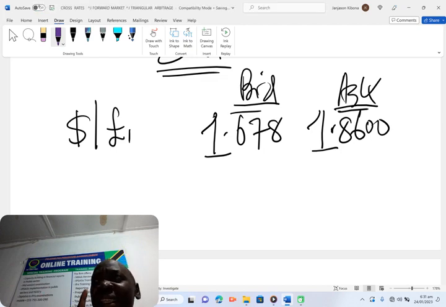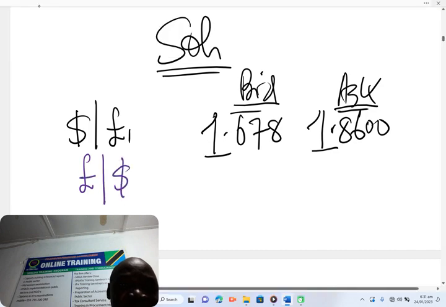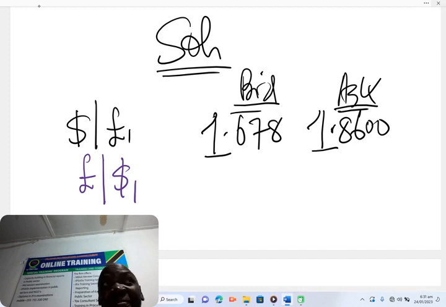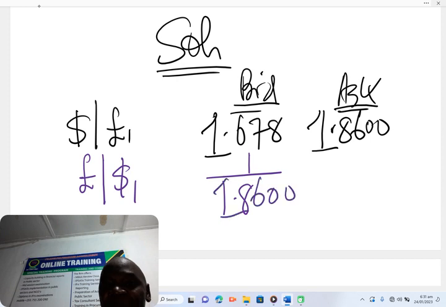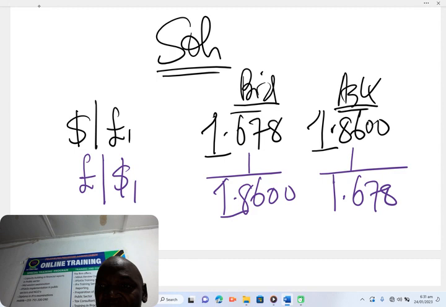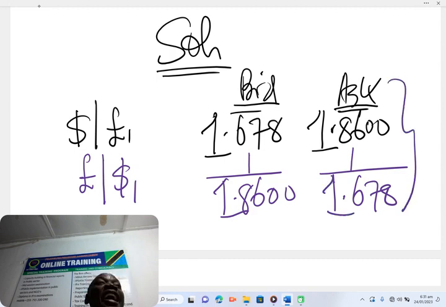Now, a very good issue here. Can you tell me the other currencies? The other quotation is pound stroke what? Dollar. Isn't it? What is the bid price? Tell me. What is 1 over 1.8600? Do you get the point? What is the ask price? There we have done. That is the first step.